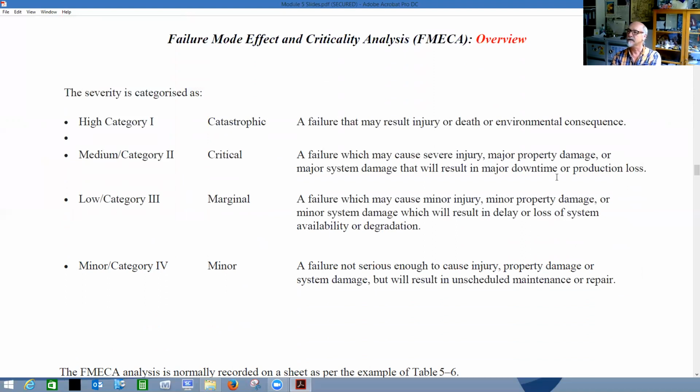Okay. So the severity is characterized as high, category 1, which is catastrophic. The failure may result in injury or death or environmental consequences. Oil leak, for argument's sake, so an environmental issue.